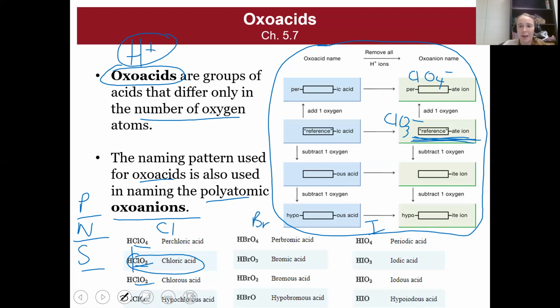We take an oxygen away instead, and we get the chlorite ion. So that's ClO2 minus. If we take one more oxygen away, we're going to get the hypochlorite ion. So all of those are on our polyatomic ion list. So we've got perchlorate, chlorate, chlorite, and hypochlorite. And the acids that are formed from these oxoanions are called oxoacids, and they have different endings a little bit.